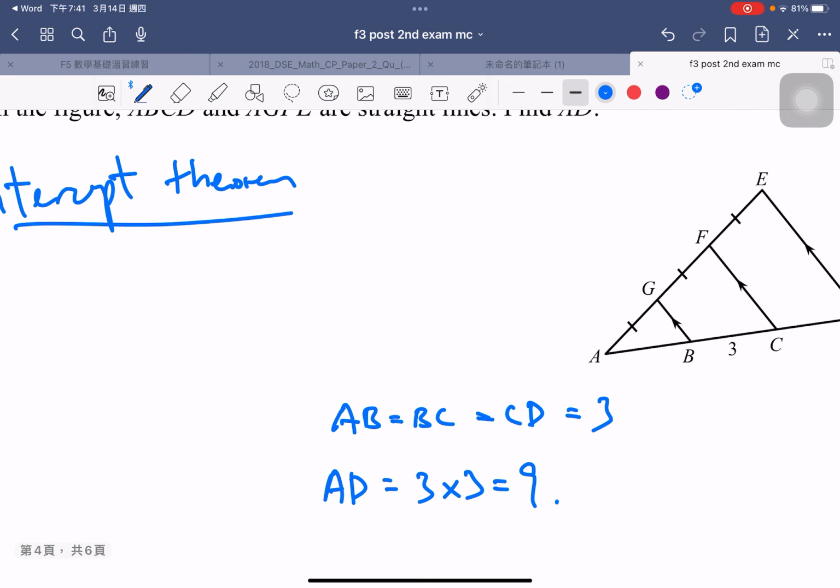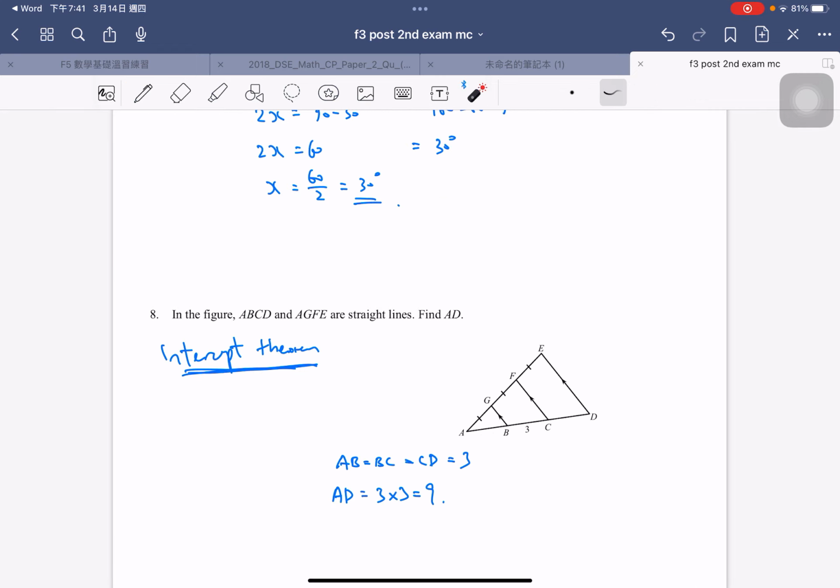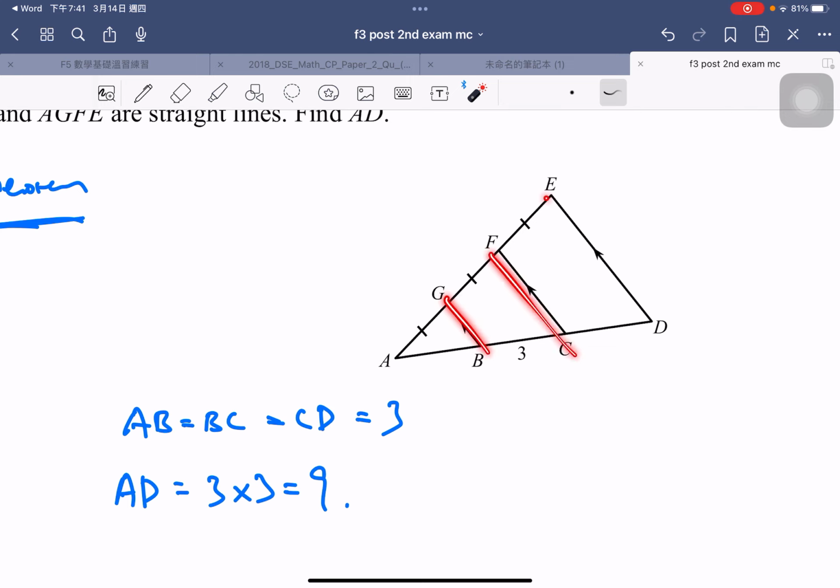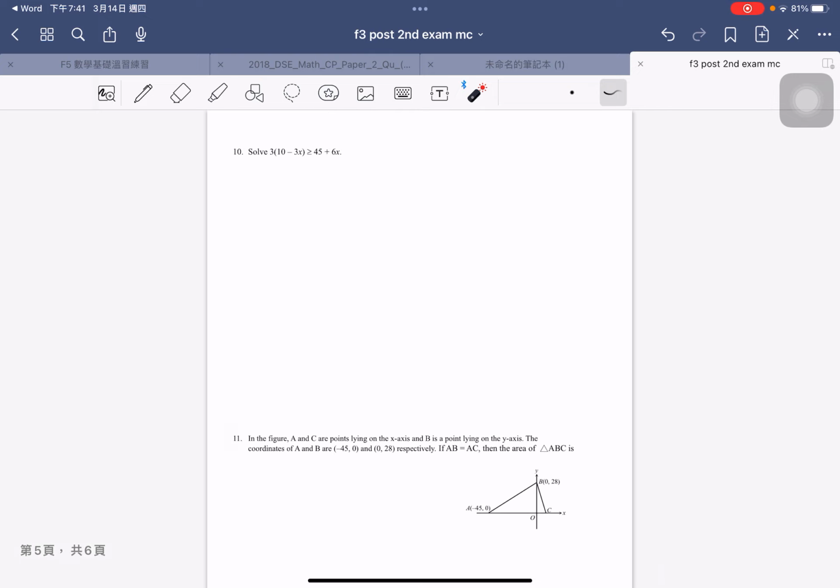Okay, but you have to remember the meaning of the intercept theorem. The intercept theorem just means if you have parallel lines, and these three are the same, then the opposite length is the same as well. Okay, so that's the intercept theorem. So moving to question 10. I skipped question 9 because I think 90-something percent of you got it correct.